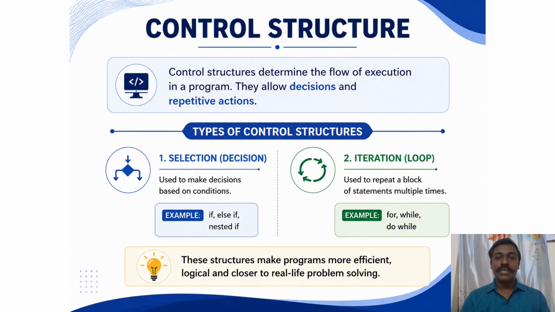The second one is iteration, that is, loops. This is used to repeat a block of statements multiple times. For, while and do while are examples of iteration. In this section, we are going to see only selection, that is, decision control structures.